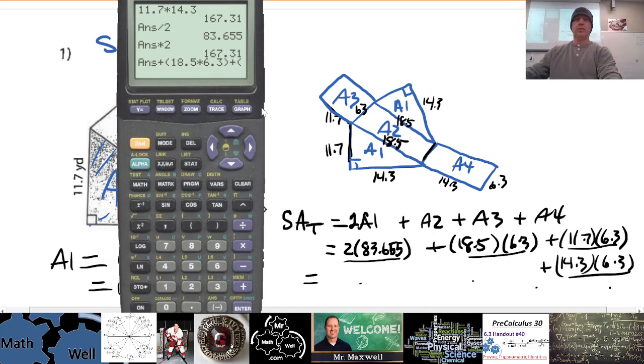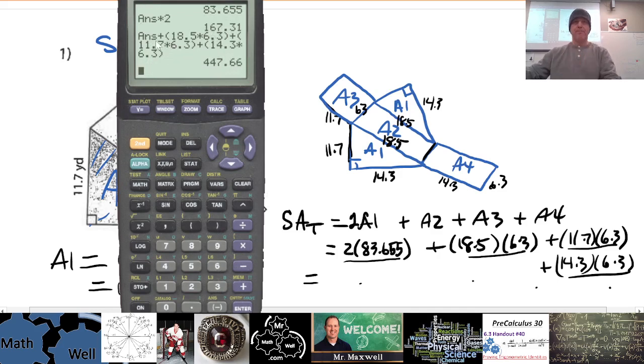Okay, so where was I here? 11.7 times 6.3 bracket plus finally 14.3. Oops. I got to insert a bracket there. Times 6.3. Okay, I have everything there. So 167 plus that product plus that product plus this product. 447.66. Anybody else get that number?